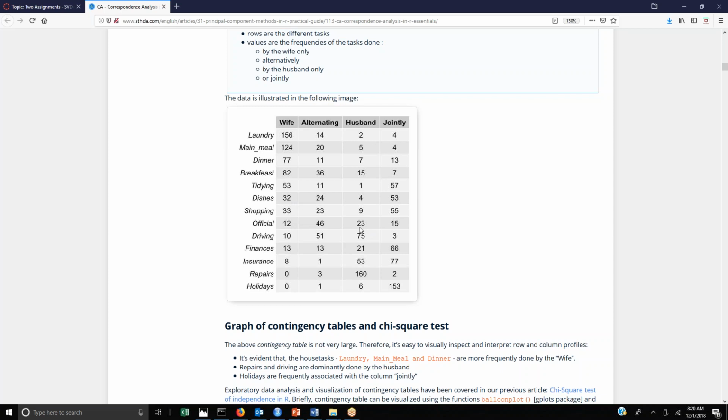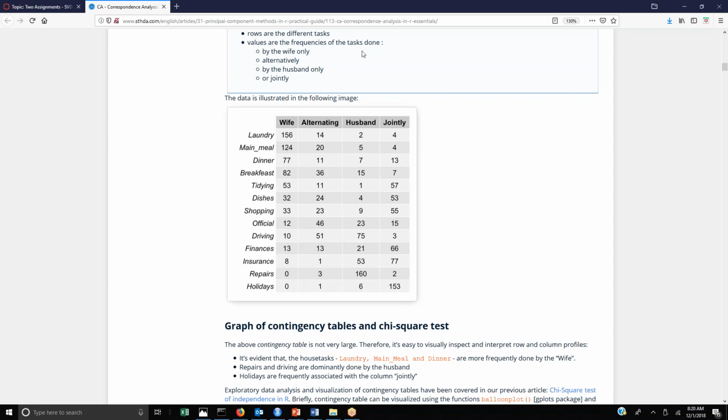And then official work, for the first time, the wife's participation alone is reduced significantly. And here you can see the frequency at which they do it, either alternating, husband alone, or jointly. And then if you look at repairs, the wife doesn't do any repairs; the husband does. Insurance related work, driving, and finances are done mostly by the husband. And when it comes to holidays, they jointly enjoy that time together. That's what this means.